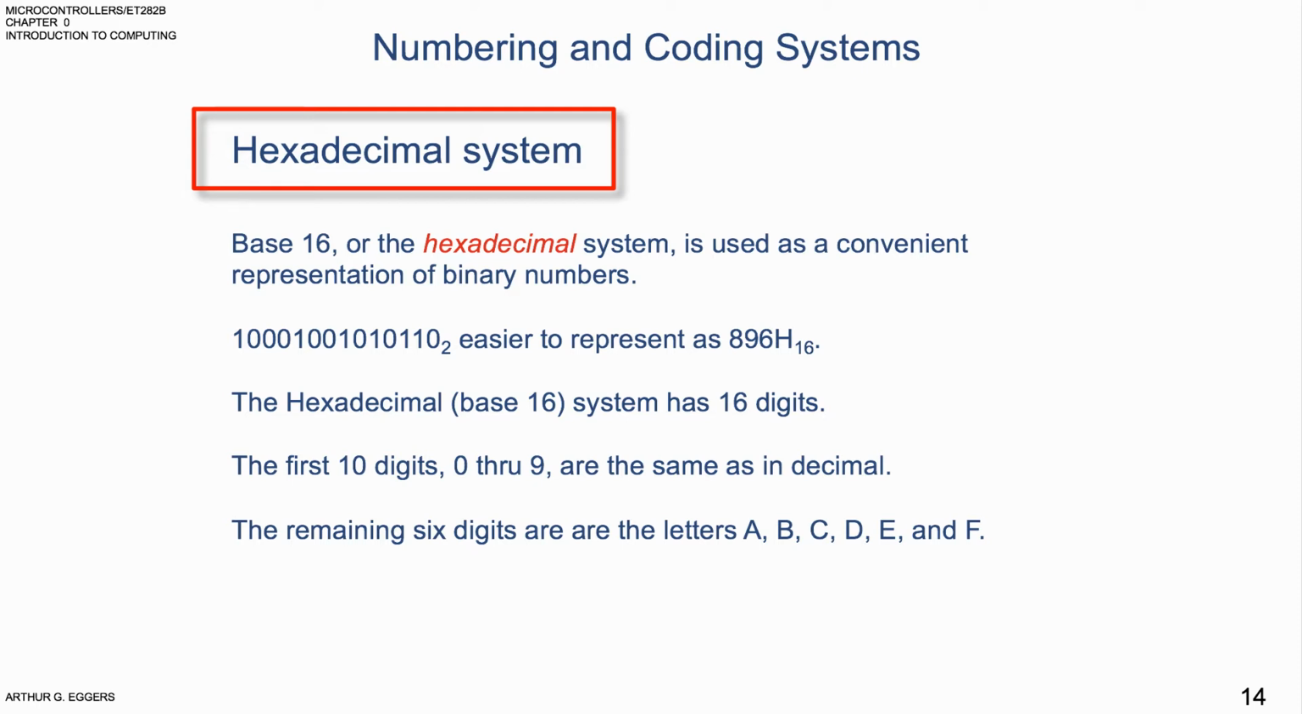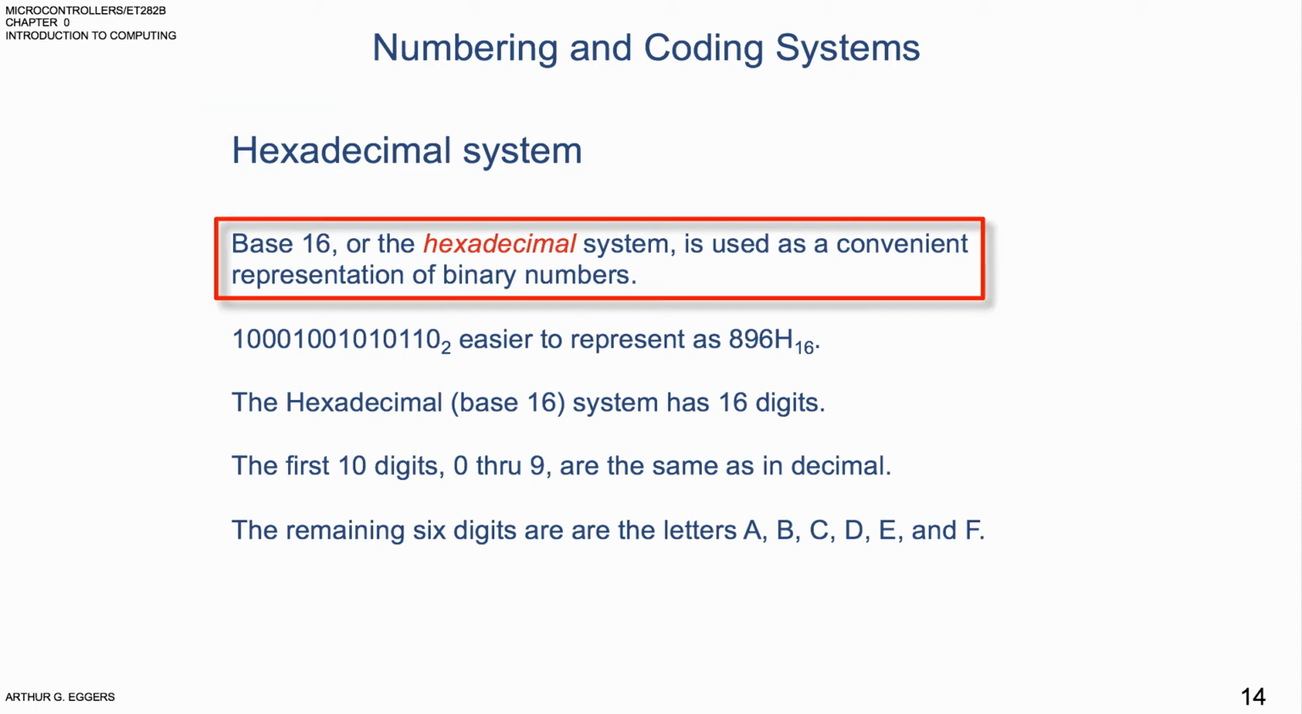The hexadecimal system actually saves us some time in doing our conversions, and hex is actually used in computers and microcontrollers. The base 16 or hexadecimal system, as it's called in the computer literature, is used for a convenient representation of binary numbers, and you're going to see that it's easy to do that conversion.